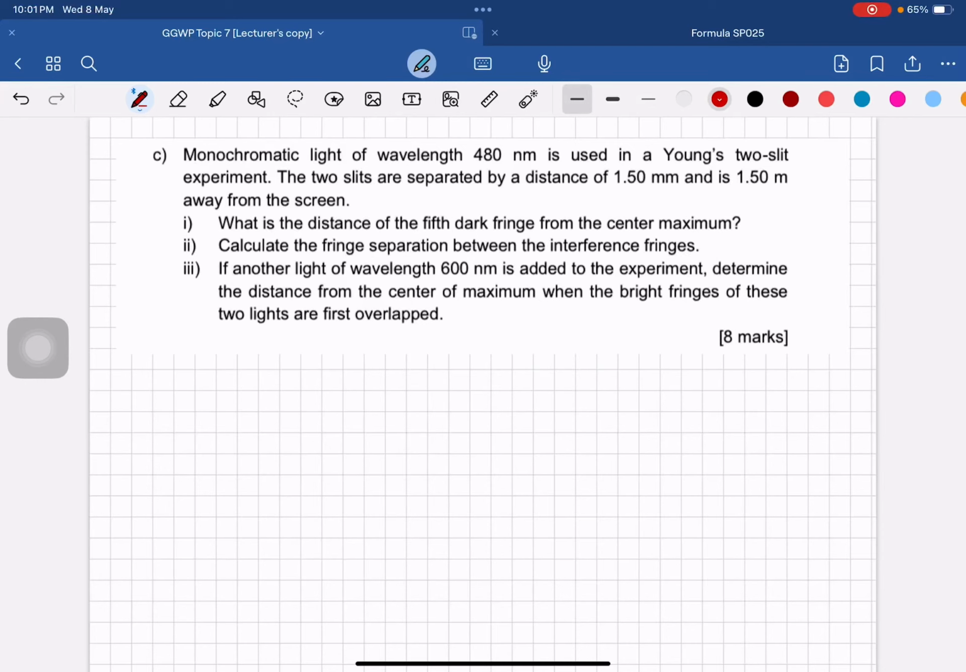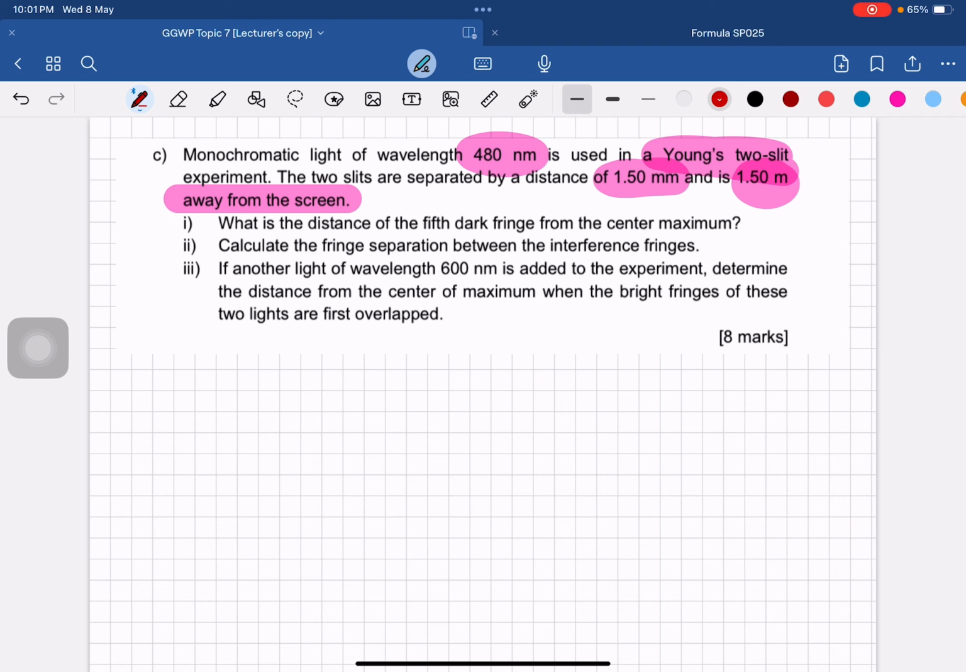Right, for question C, we have a monochromatic light of wavelength 480 nanometer. So it is used in a Young's double slit experiment. Two slit ni maksudnya double. So these two slits are separated by a distance of 1.5 millimeter, and then it is 1.5 meter away from the screen. So based on the text itself, you should be able to extract the information correctly.